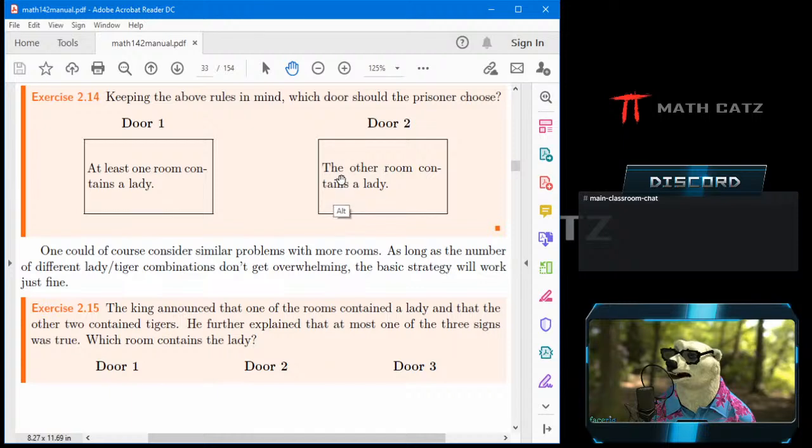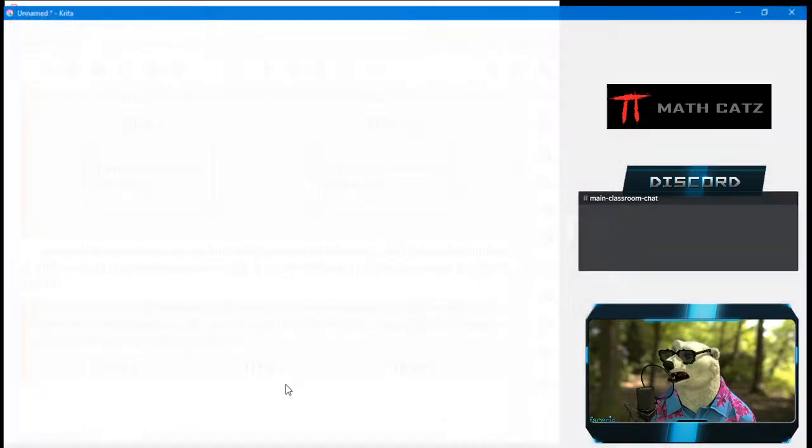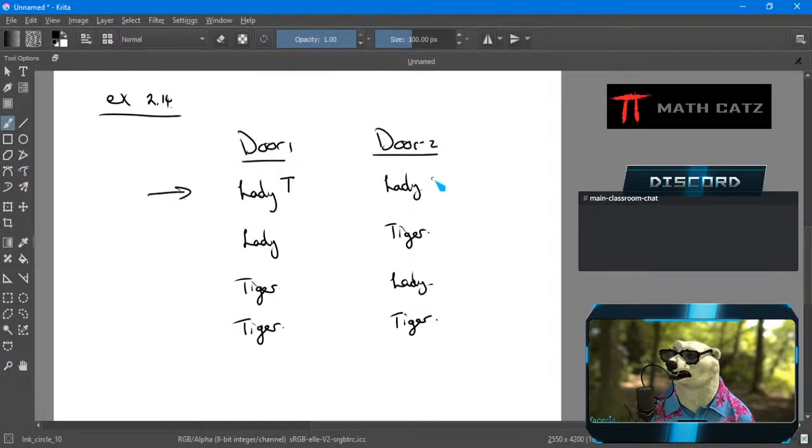Door 2 says, the other room contains a lady. Also true. I'm just trying to get you to speak up. If we go slowly and take the right approach, nothing is really hard here. What becomes hard is when we try to do too much at once, or look at too many different things at once, or mix up the strategy. Avoid those things. Little bits at a time.